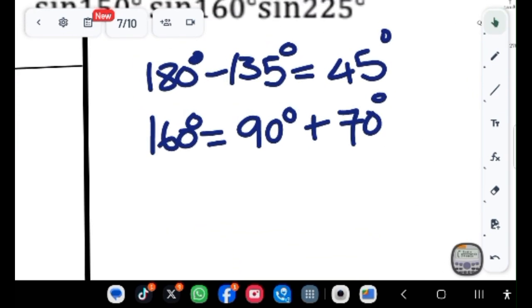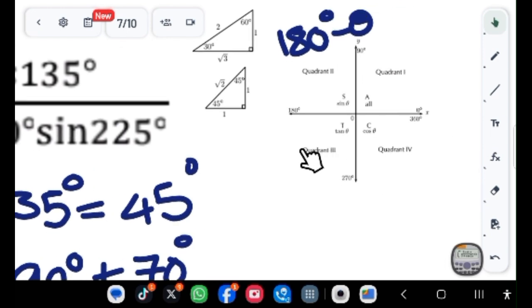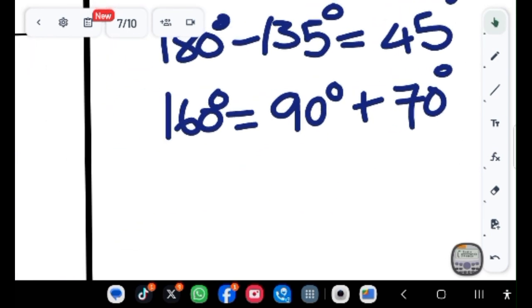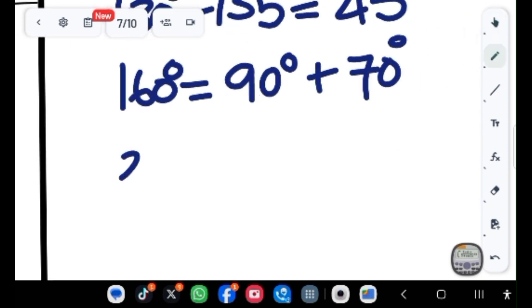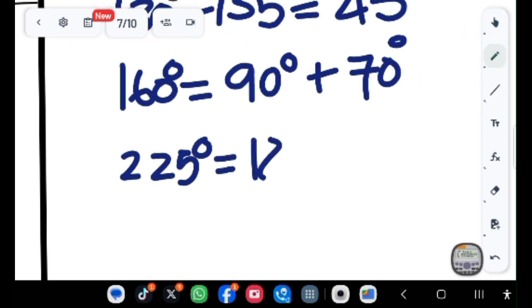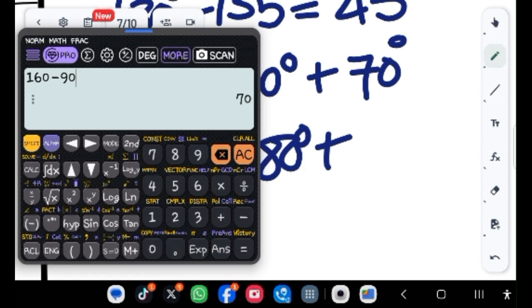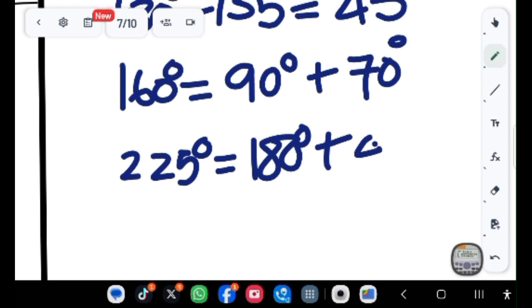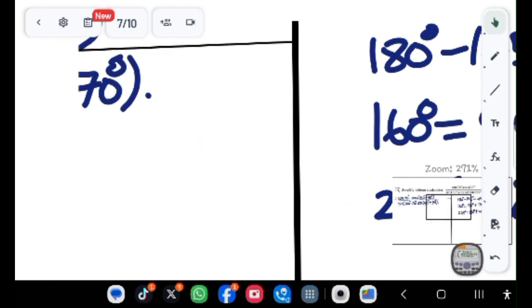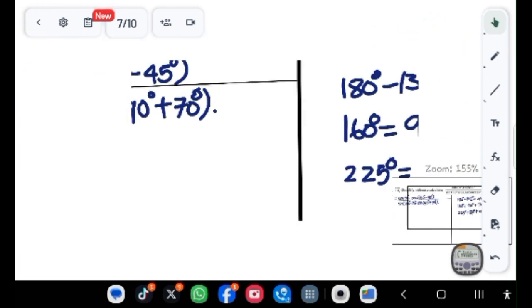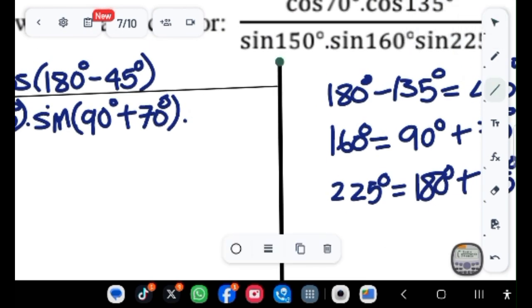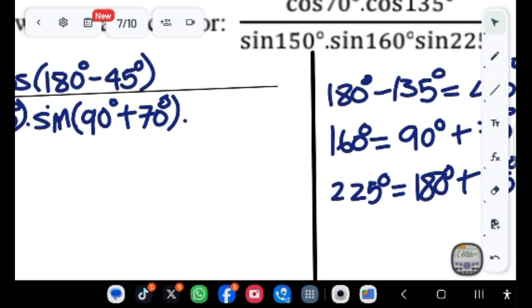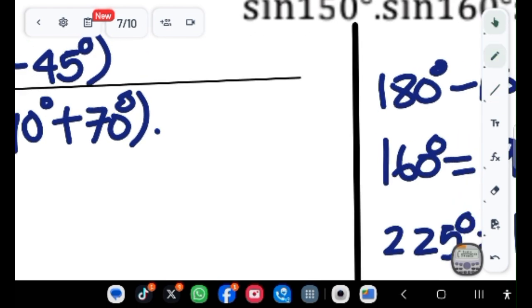That is multiplied by sine of 225. 225 is in the third quadrant, so that will be 180 plus the acute angle. To find the acute angle, you subtract 180 from 225. 225 minus 180 gives us 45 degrees. It's a special angle, so it will be easy to calculate. So that is multiplied by the sine of 180 plus 45 degrees.